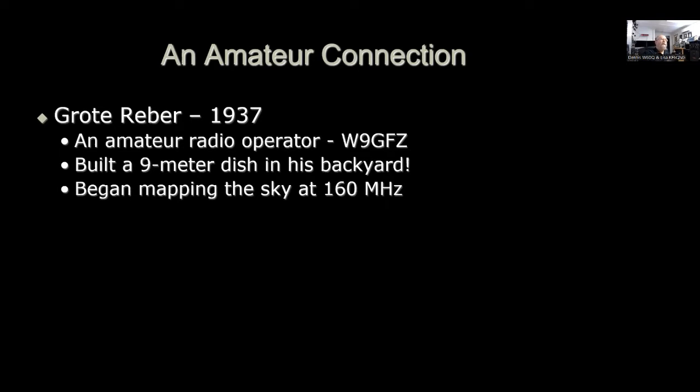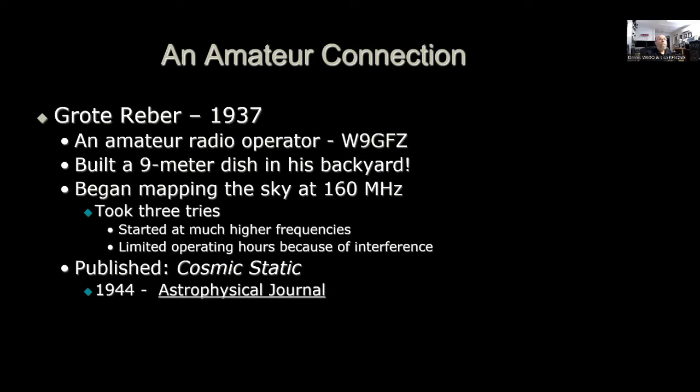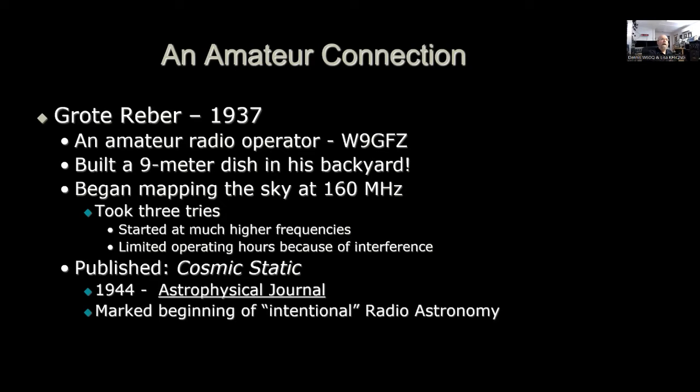Okay. It took him 3 tries to get it right, though, because he was dealing with all kinds of problems. He started at higher frequencies, moving down. He was dealing with limited hours of operating because of interference that he was getting. Primarily, one of the things they talked about was interference from taxi radios, which I got a big kick out of. But ultimately, he published a paper called Cosmic Static. It was published in the Astrophysical Journal in 1944. And this actually marks the beginning of what we call intentional radio astronomy. It's deliberately looking for things in the sky. This is the beginning of radio astronomy.